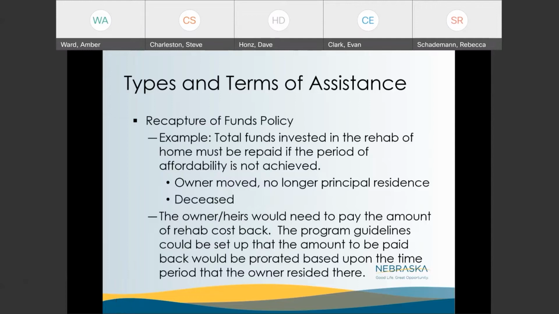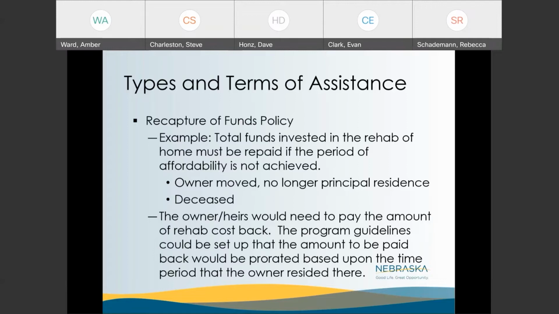More on the types and terms of assistance: the recapture of funds policy. If you have recapture, the total funds invested in the rehab of the home must be repaid if the period of affordability is not achieved. So if you have a 10-year affordability period and in year 7 they decide to move out, that would be a specific example of this. Or say in year 7 they decide to start renting out their home and they no longer reside there as their principal residence, that would trigger this.